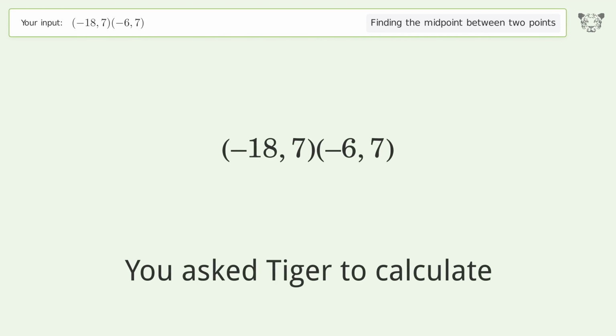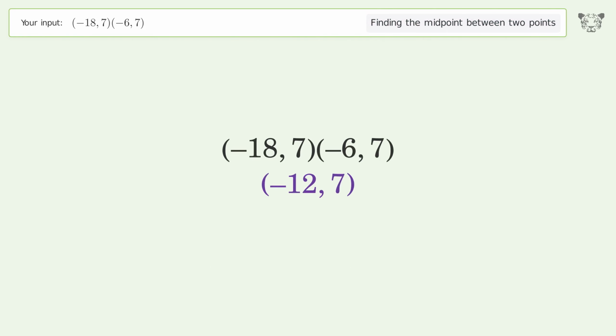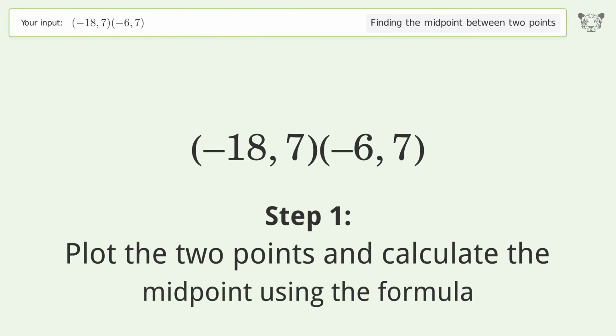You ask Tiger to calculate. This deals with finding the midpoint between 2 points. The midpoint between the 2 points is -12,7. Let's solve it step by step. Plot the 2 points and calculate the midpoint using the formula.